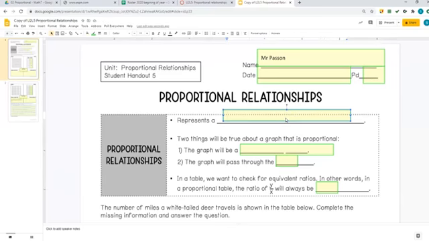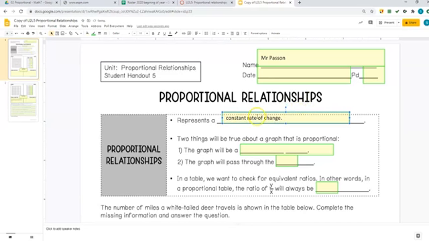Alright, so what is a proportional relationship? Well, proportional relationships represent a constant rate of change. Now that seems kind of weird. Constant means something that stays the same, and change means something that is changing. So when we say a constant rate of change, it means that when we calculate a rate, it's always going to stay the same value. The x values and the y values, or the inputs and the outputs, are going to change, but the rate at which they change, or the slope of their line, is going to stay the same.